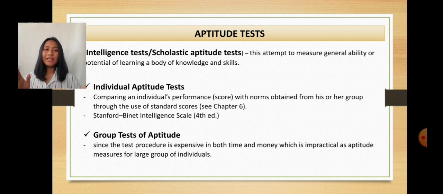And the group test of aptitude is more like the individual one, but since the individual aptitude test is very expensive, they came up with this idea during World War, I guess, to save money and time. They created a group test of aptitude, which measures a large group of individuals.